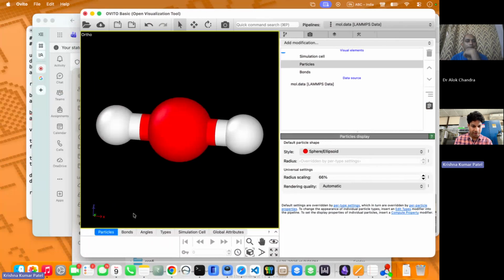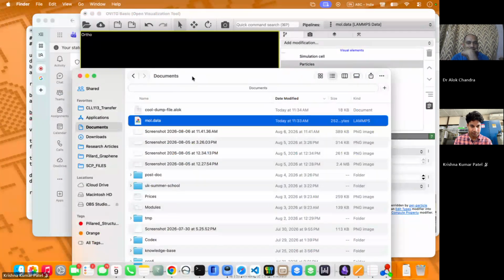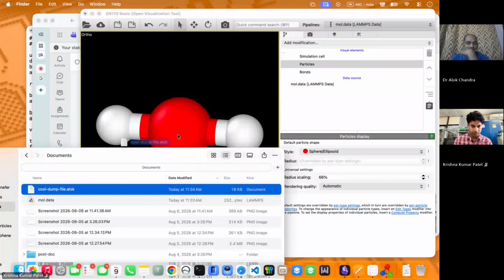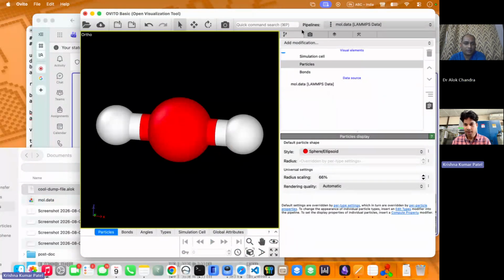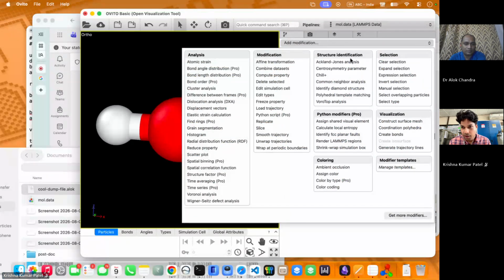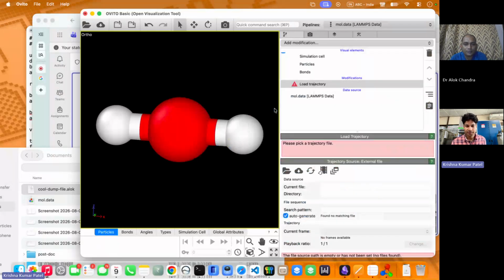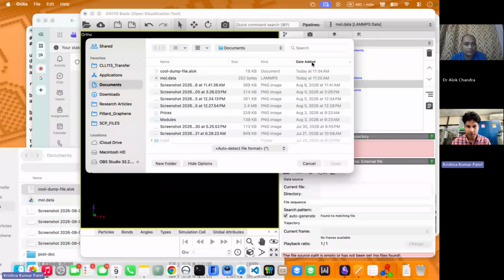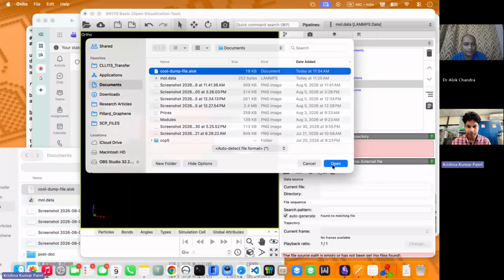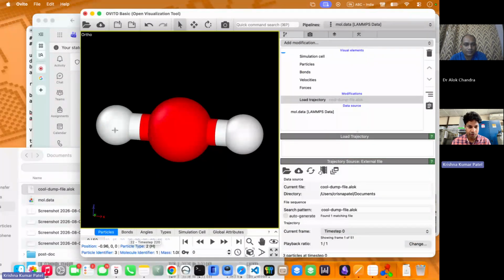Let's load on top of it the trajectory file, okay? I'm just going to drag and drop here. Oh, no, wait. Let's just cancel. I have to load this way actually. Load trajectory. I'm not sure where that is in the modifications. Okay, there it is. And then open the file, documents. This should have it here and open. Now we have 50 more frames, you can see.